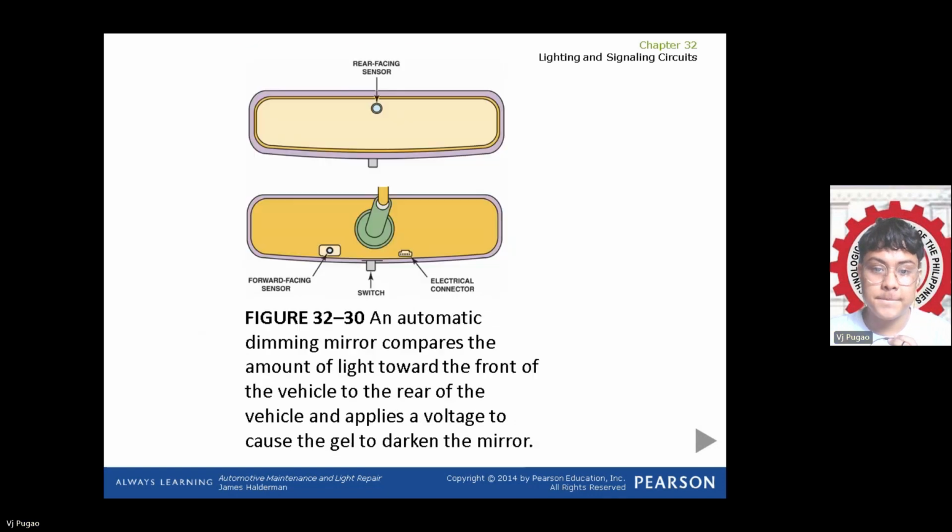The automatic dimming mirror compares the amount of light toward the front of the vehicle and the rear of the vehicle and applies voltage to cause the gel to darken the mirror.